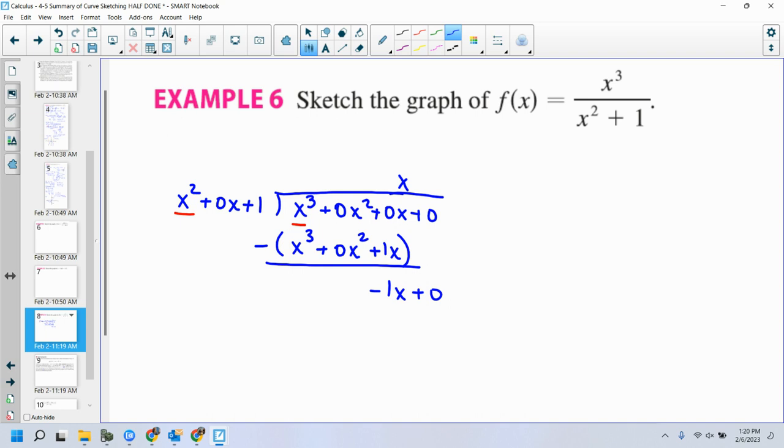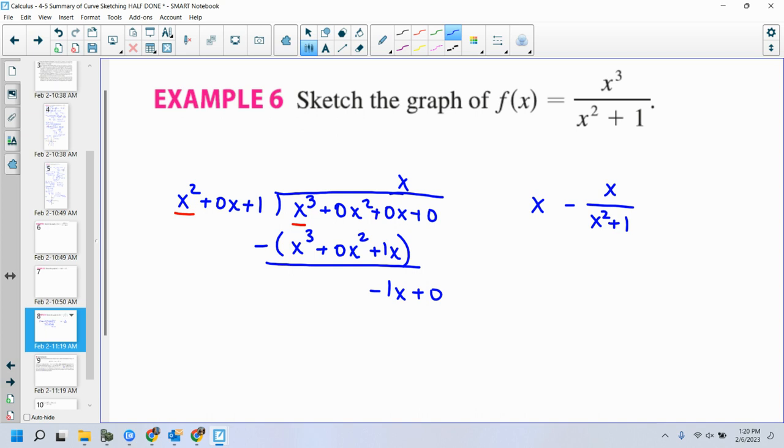So I know when I divide, this is x minus x over x squared plus 1. Remember, the remainder is the piece underneath divided by what was on the outside. So that's the quotient of these two things, right? It's x with a remainder of negative x over x squared plus 1.